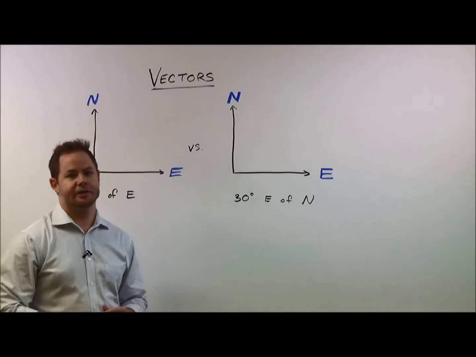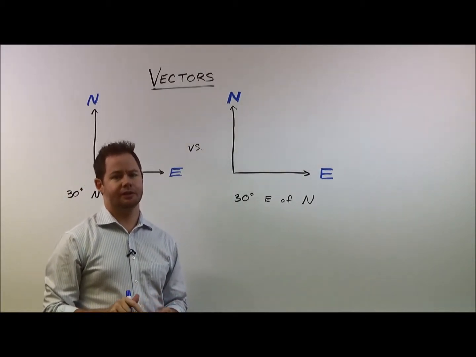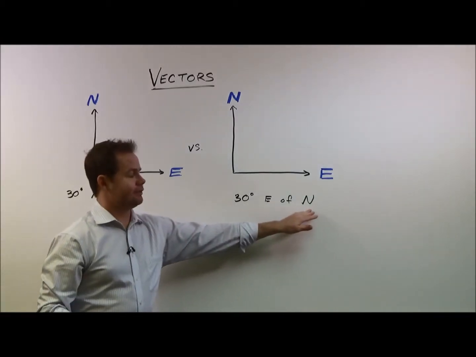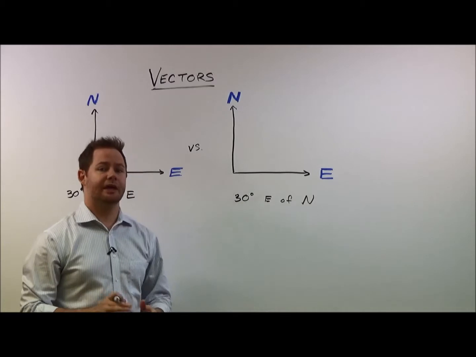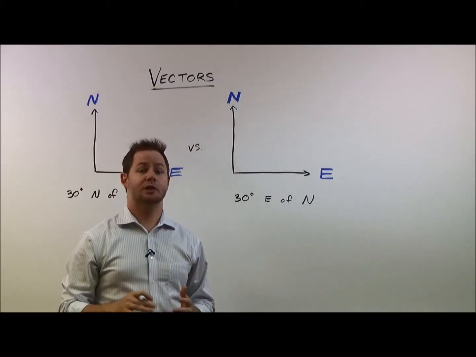Hi, I'm Chris, and in this second part of our series on vectors, we're going to take a look at the difference between north of east and east of north when you talk about the angle that a vector is traveling. So if you haven't yet gotten introduced to vectors, make sure you watch part 1.